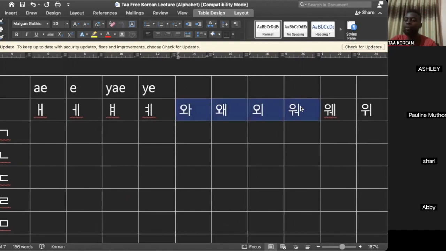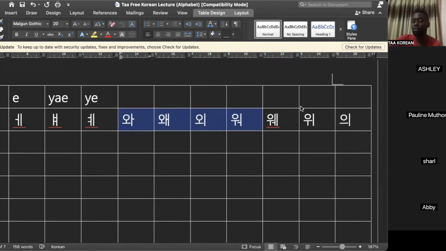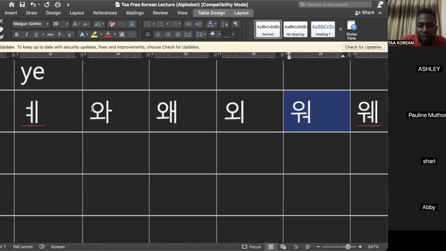You know, there are some people, I'm guessing Abby, Ashley, Pauline, who've learned Hangul before, but many have also never learned this. So the O looking thing, consider it silent. Consider it as if it has no sound. It's just there for aesthetics.